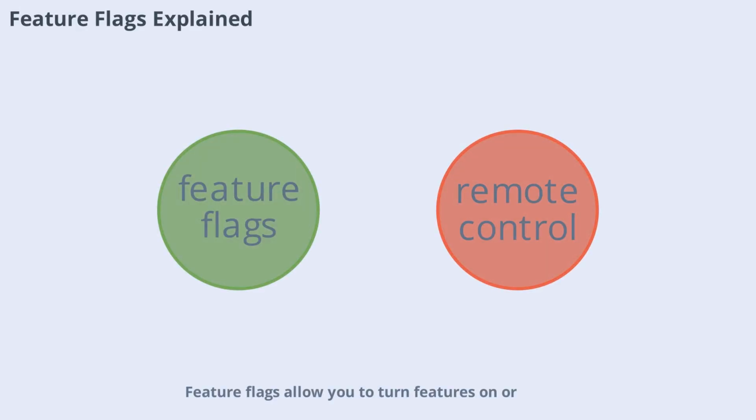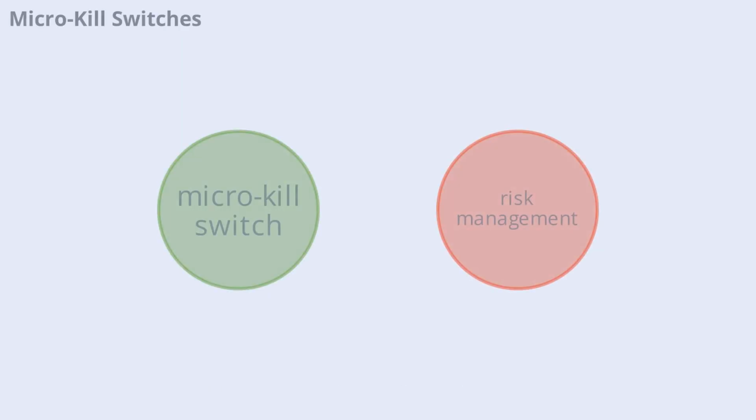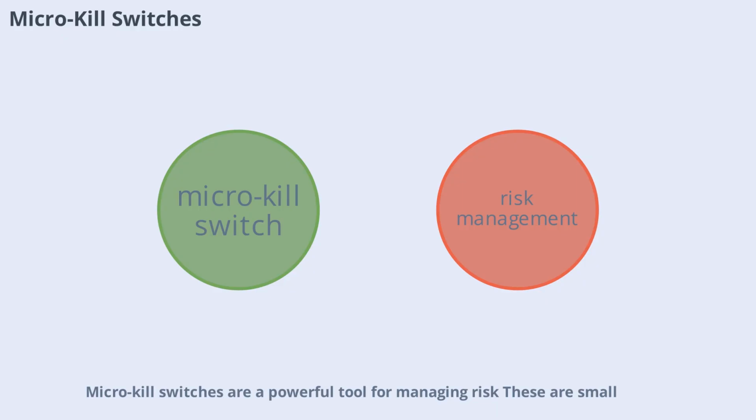Feature flags allow you to turn features on or off without releasing a new version of your app. This is especially useful for rolling out new functionality gradually or disabling a feature if it causes problems. By controlling features remotely, you can respond quickly to issues and keep your app stable, even as you experiment with new ideas.